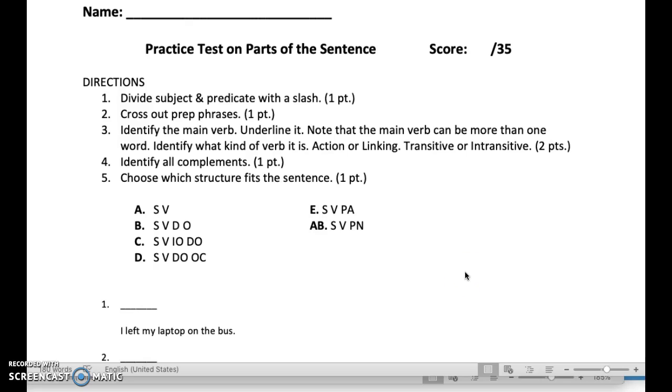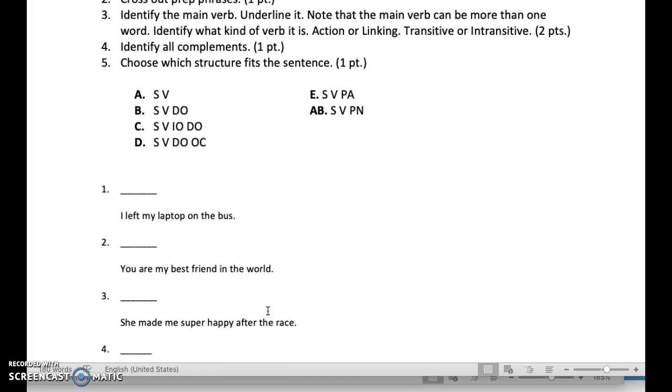Right, so here's a little bit of practice for parts of the sentence. This is an exercise that looks just like the one that we did in class, but it has different sentences, but the instructions are the same. So what we want to do is find the structure of each of the sentences here. So we're just going to take some steps here.